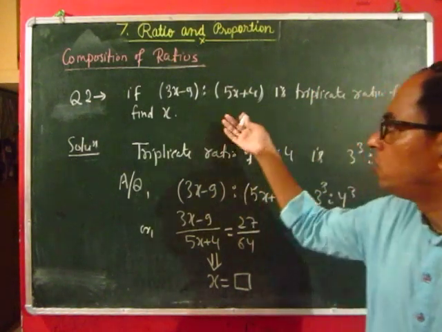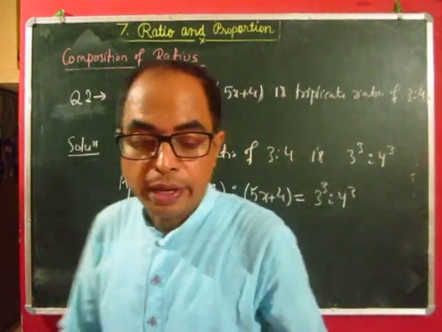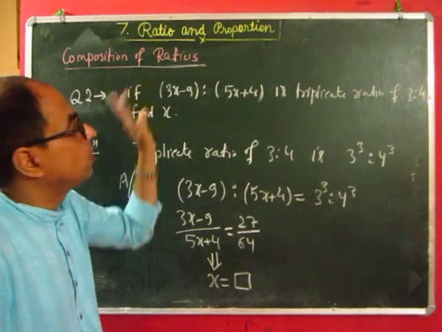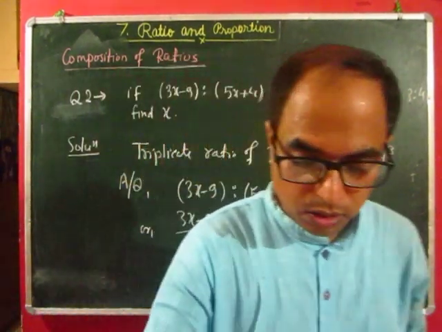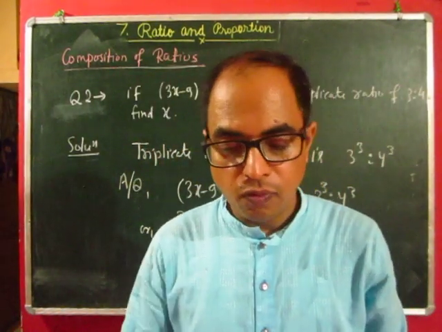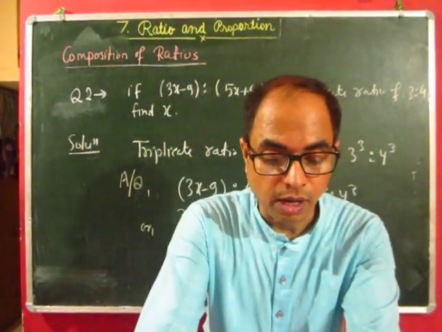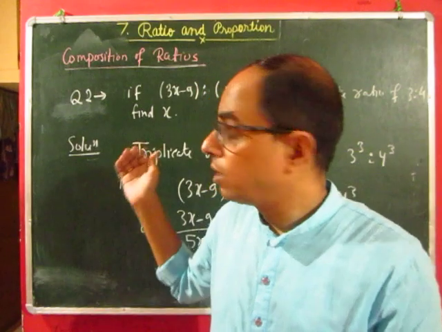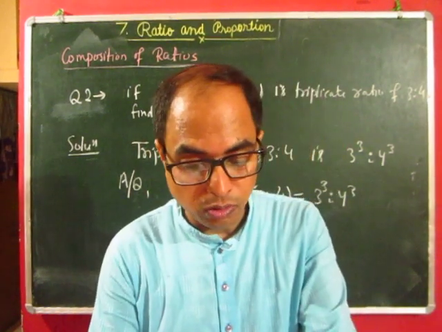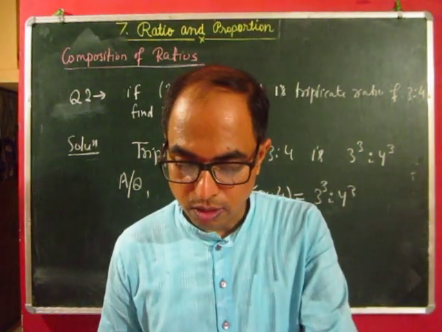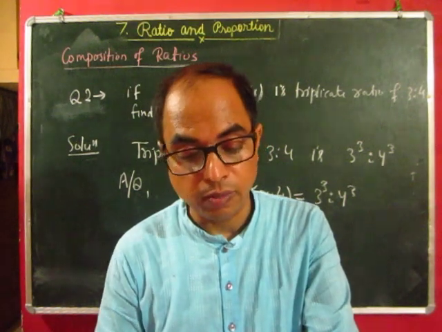So with the help of these two examples, I have tried to explain composition of ratios. This is the concept of exercise 7a. After these concepts, you can start solving exercise 7a. In the next class, we will solve all the questions of exercise 7a.